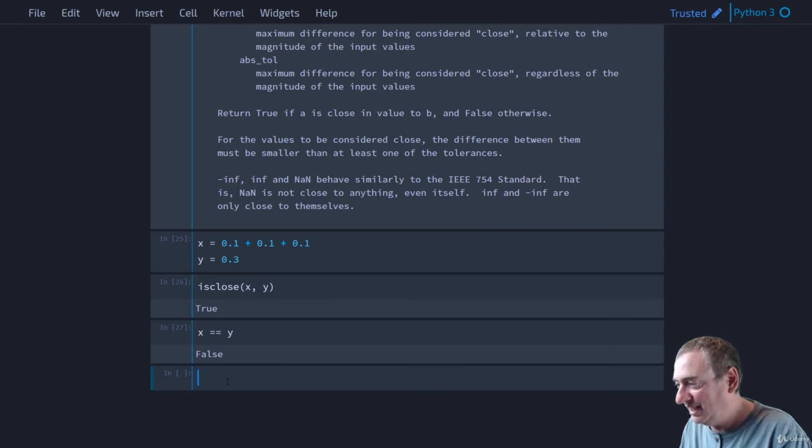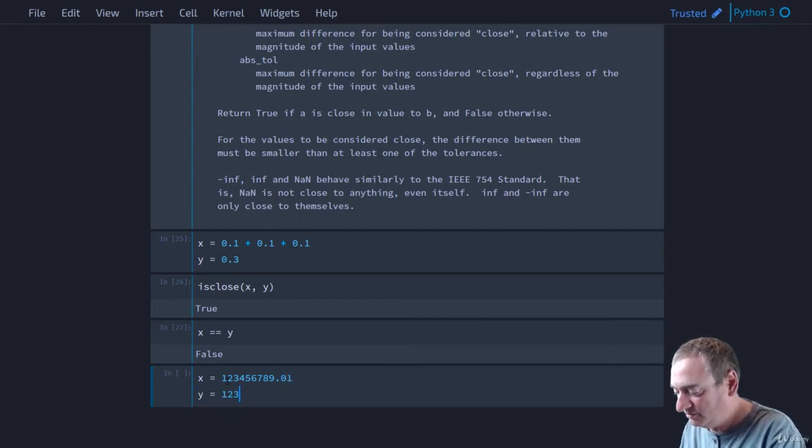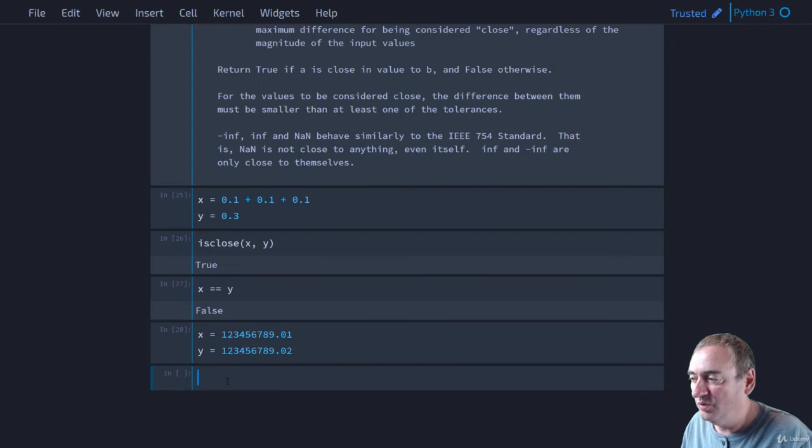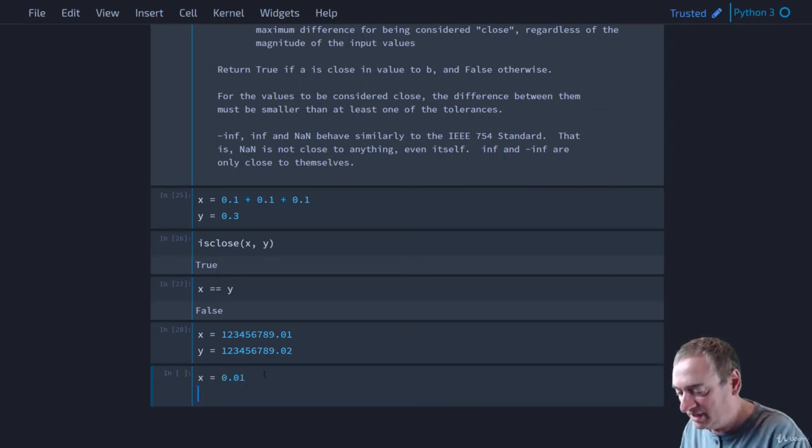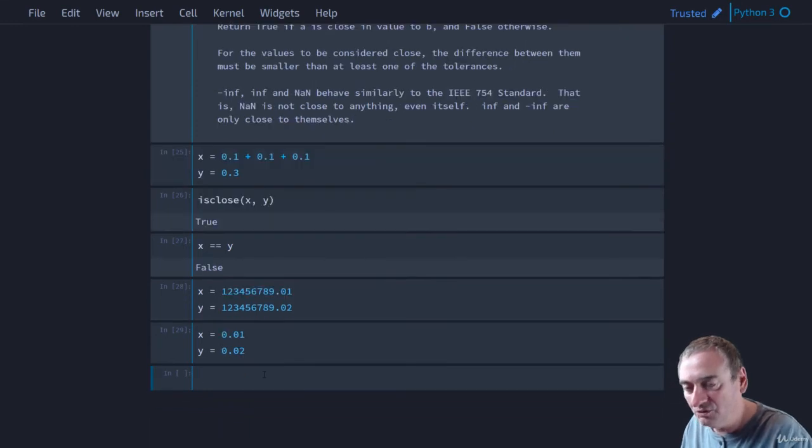But let's take a look at numbers like x equal 123456789.01 and let's take y equal 123456789.02, just to change up numbers a little bit. Okay? So in this situation, we might consider x and y to be close to each other. Why? Because relatively speaking, they are, right? But if we take x equal to 0.01, and if we take y equal to 0.02, well, we don't consider those close to each other.